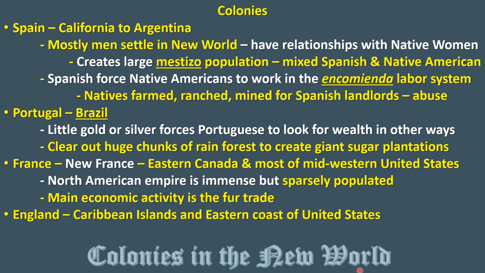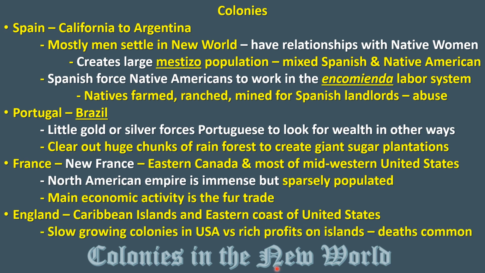Finally, England is going to set up its colonies in the New World on the Caribbean islands. And again, the Caribbean islands are the number one place where they're going and setting up. And then, to a lesser extent, the eastern coast of the present day United States. When we're talking about the English New World colonies, we want to make sure we get, okay, because we're Americans, so we tend to think of, oh, America's great, all this great grand thing. But the slow growing colonies in what will become the United States, we can very much contrast with the giant, huge, rich profits that are being made by the English on the Caribbean islands, again, particularly in sugar production.